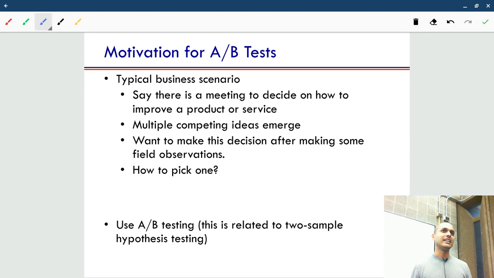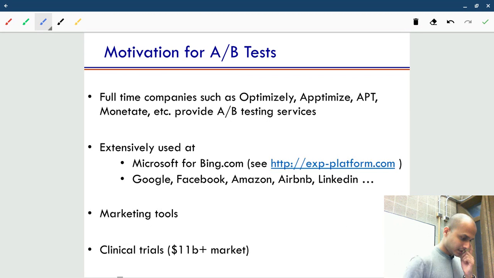So you literally test it out in your market and figure out which is a good option. A/B testing just corresponds to having two options or more than two options, and figuring out which option is the best one by really testing it out in the market. There are full-time companies for this, actually.